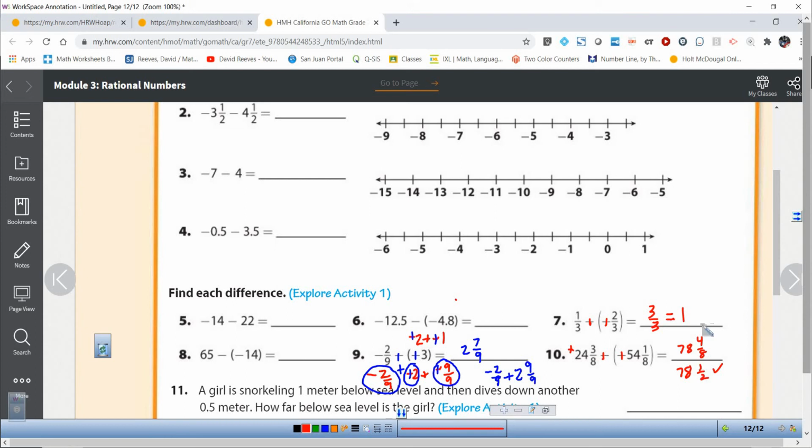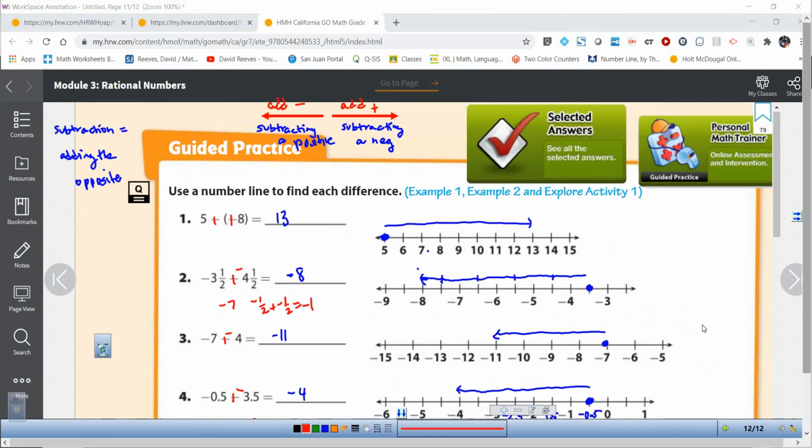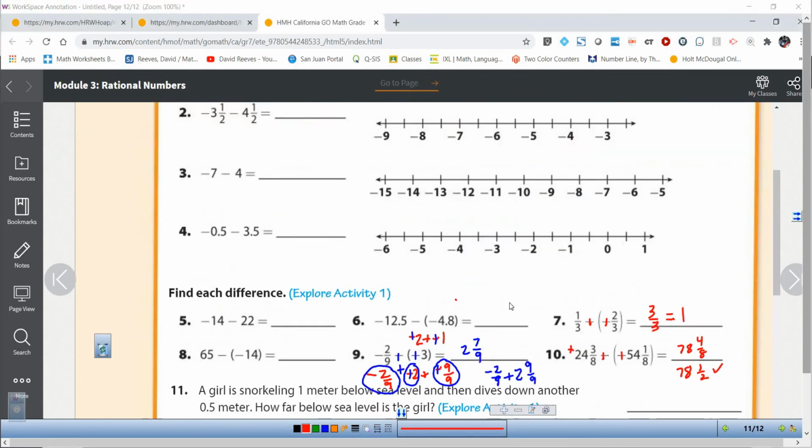Okay? So to go over those principles again that we talked about, if you're going to the right, subtracting a negative, well, that's the same as adding a positive. And if you're going to the left, subtracting a positive, that is the same as adding a negative. So we can do it on a number line, or we can do it without a number line. And breaking it up into its parts can be very, very helpful.